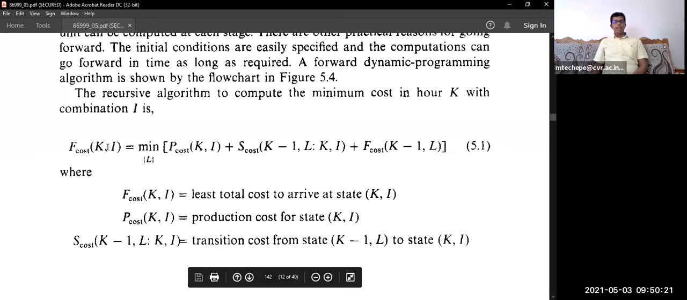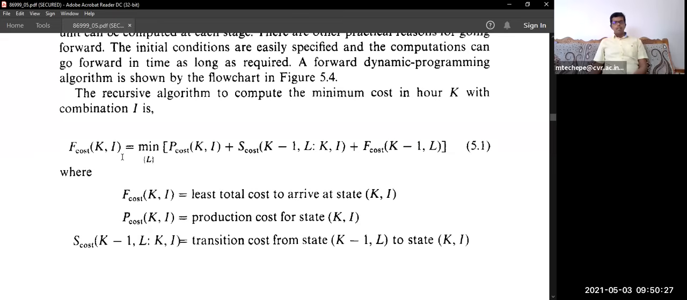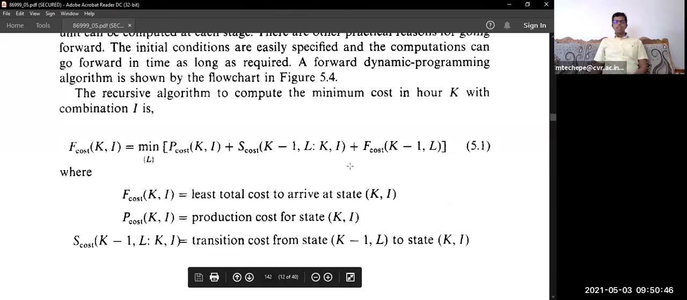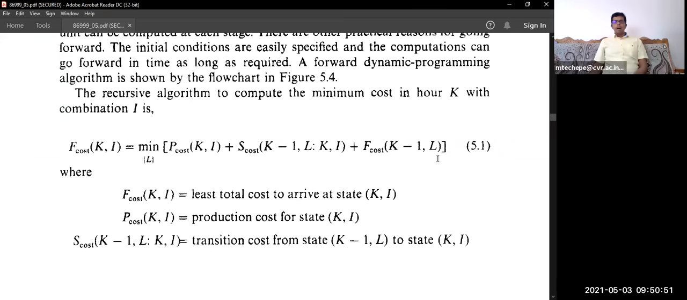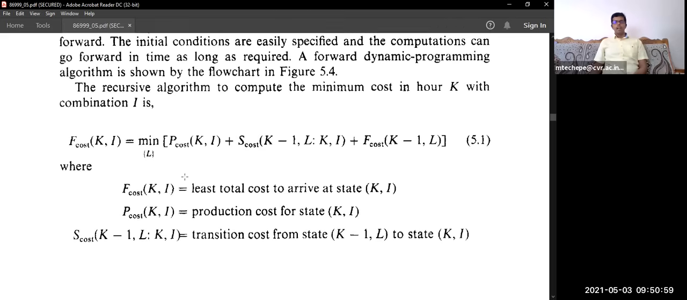So F cost of k comma I is equal to the minimum over L of P cost of k comma I plus S cost of k minus 1 comma L to k comma I plus F cost of k minus 1 comma L. This is the objective function of this recursive algorithm.